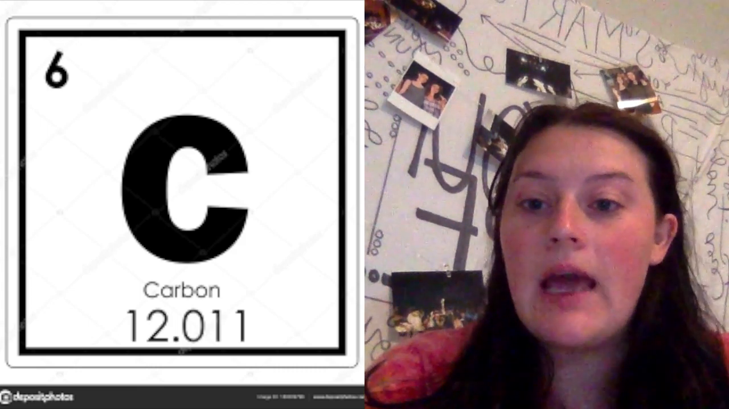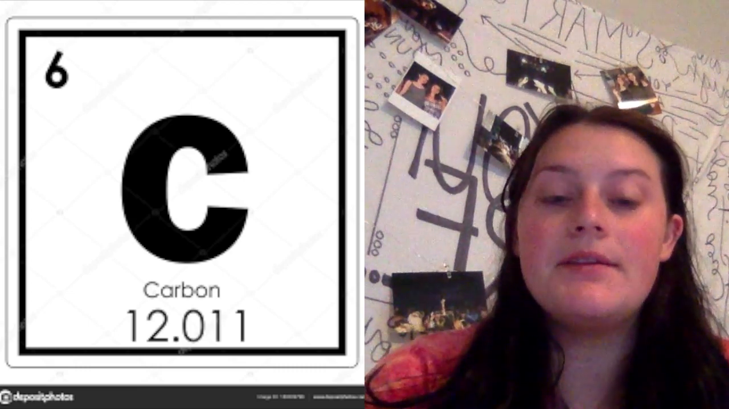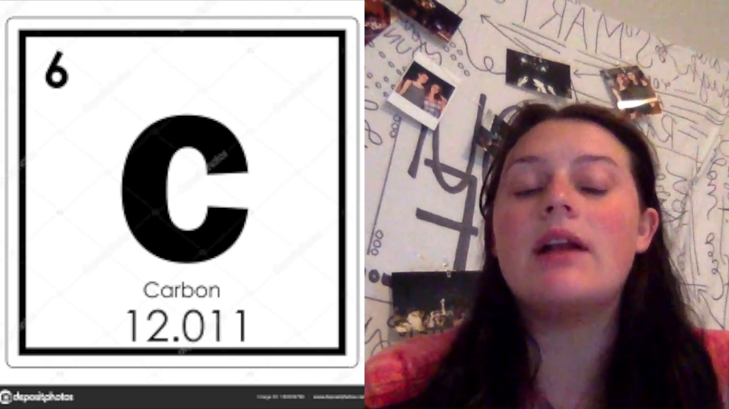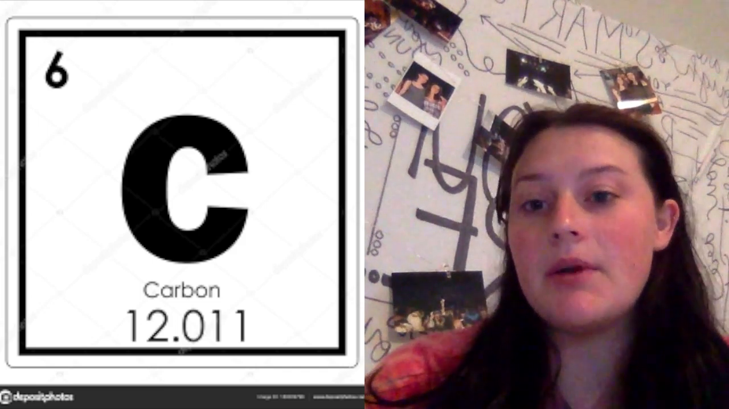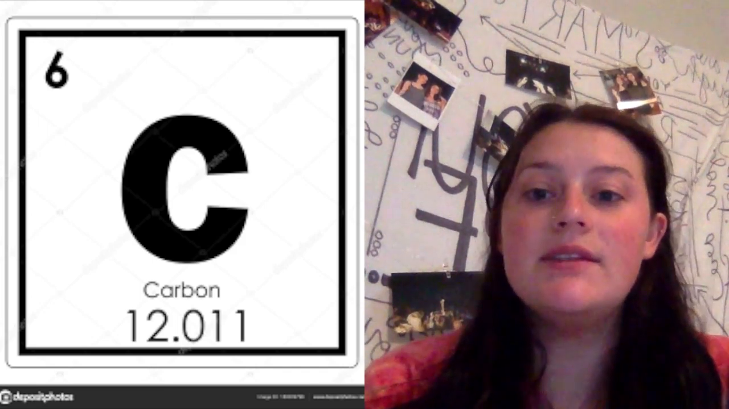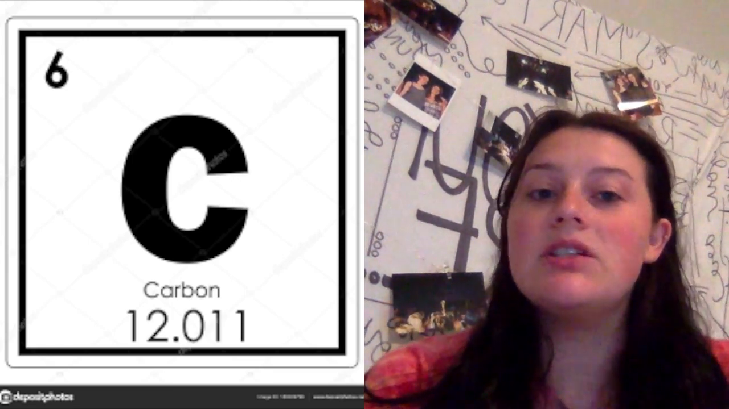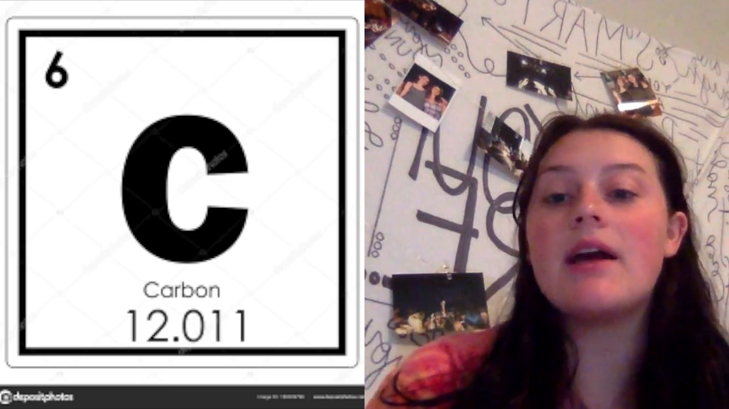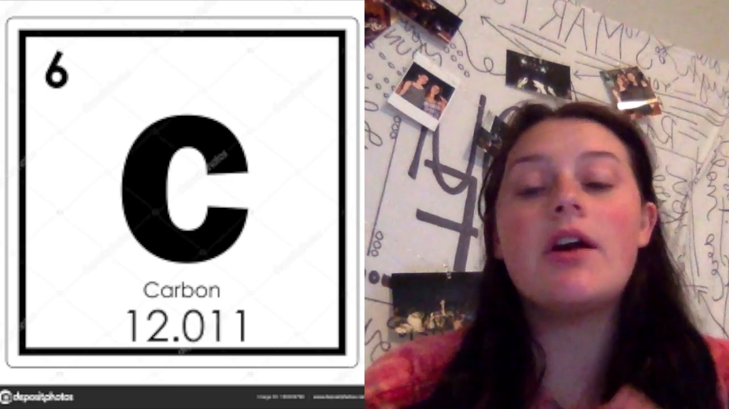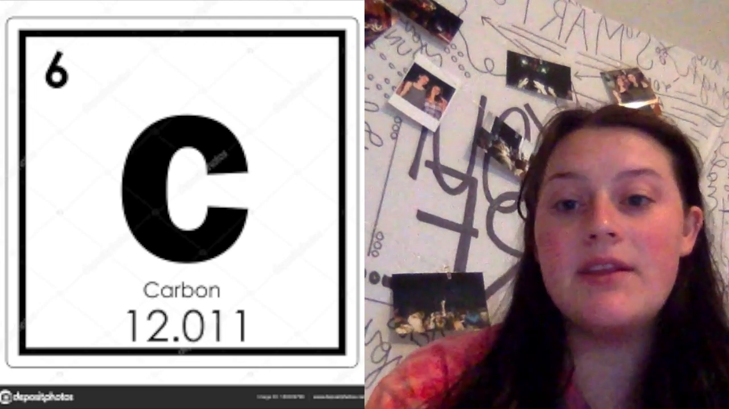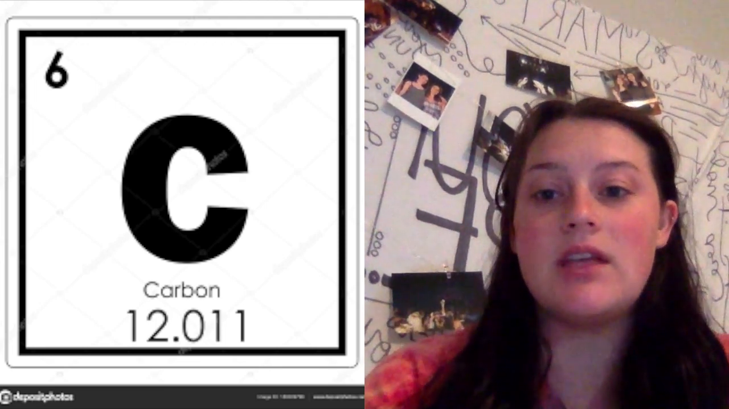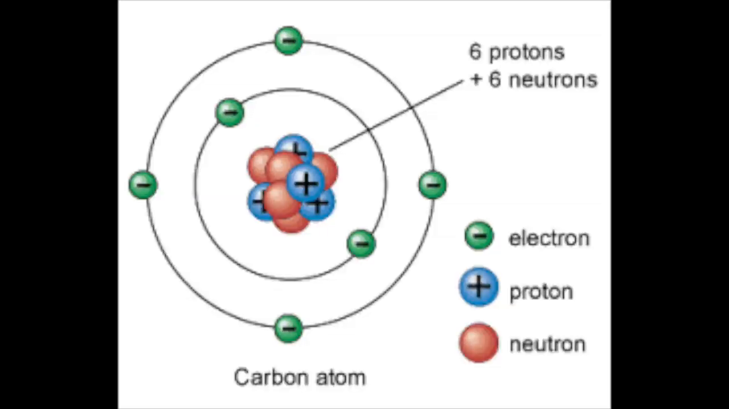If we want to find out how many neutrons are in this element of carbon, we will subtract the atomic number from the atomic mass number. So in this case, our atomic mass number is 12 and our atomic number is 6. So if we subtract 6 from 12, we get 6. So there are 6 protons in this element and there are 6 neutrons in this element. It won't always be like this where there are the same number of protons and neutrons, but in this case it is.